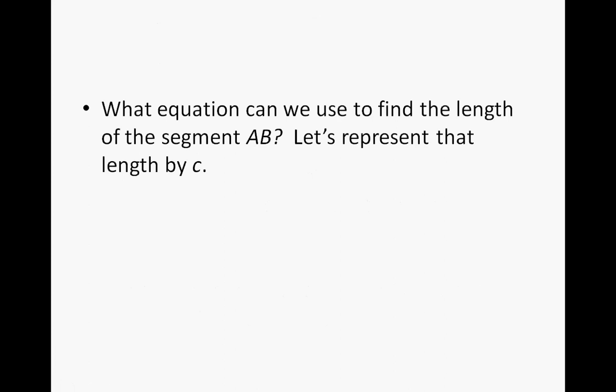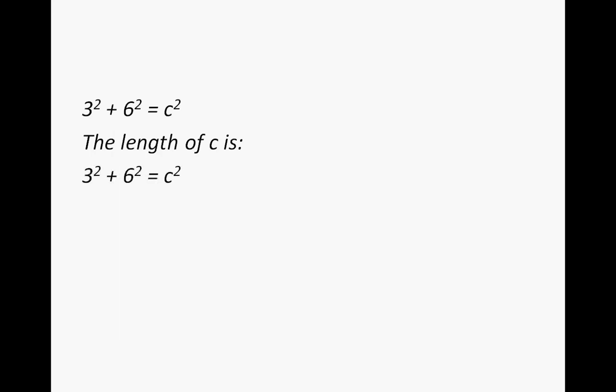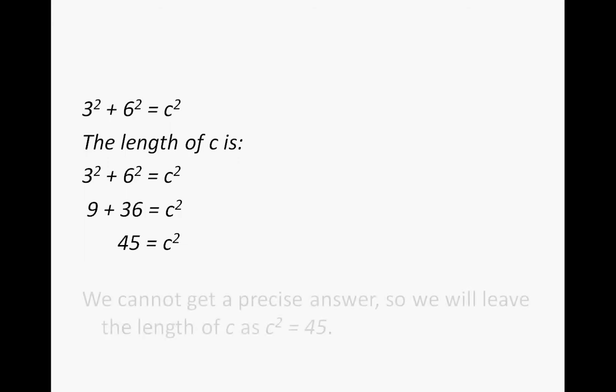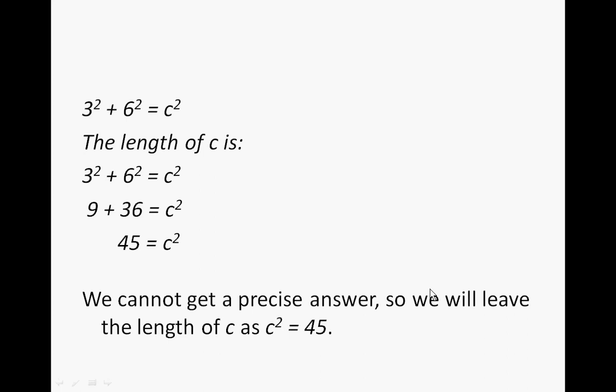Let's represent that by length C. So we would have 3 squared plus 6 squared equals C squared. So 3 squared plus 6 squared equals C squared, which is 9 plus 36 equals C squared, and 45 is equal to C squared. We cannot get a precise answer, so we are just going to leave it as C squared is 45.